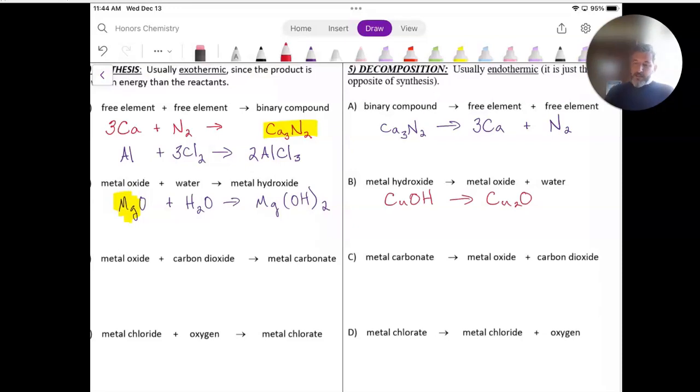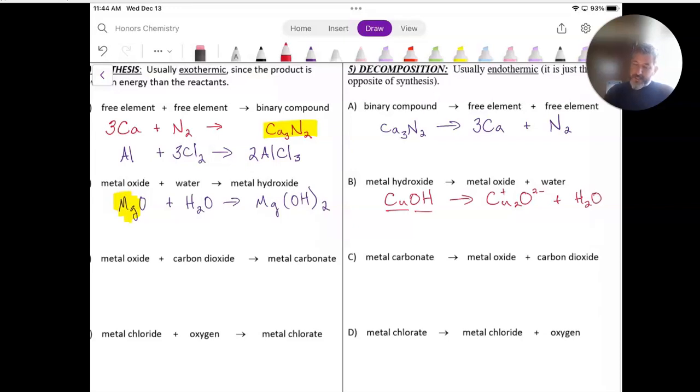So notice I am assuming the charge does not change. If it was copper 1 on the left, because it was a 1-to-1 ratio with hydroxide, it's still going to be copper 1 on the right. And since oxide is -2, I would need 2 copper 1 ions. And then of course my other product is simply water.